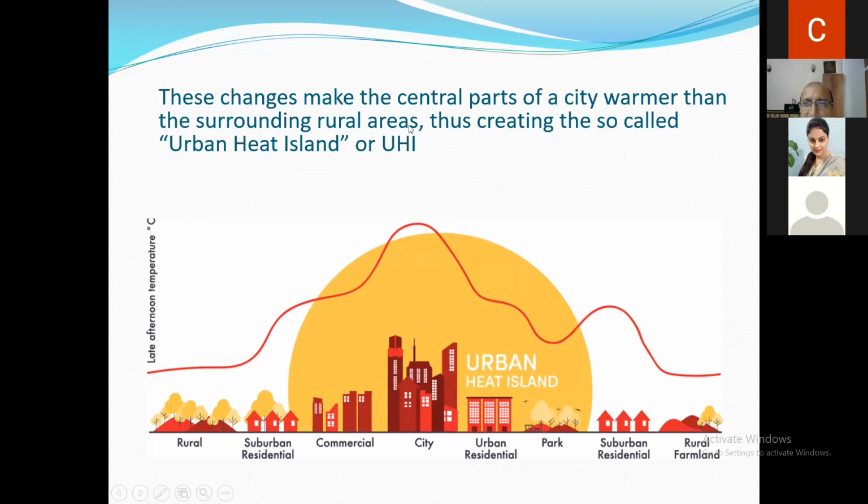This is what we call the phenomenon of urban heat island, because the city is like a heat island surrounded by rural areas which have relatively lower temperatures. So this is a place which has higher temperatures. We call it the urban heat island. The intensity of the urban heat island, that is the difference between the temperature in the city core and the surroundings, may go as high as 8 degrees Celsius or even 10 degrees Celsius in some cases.